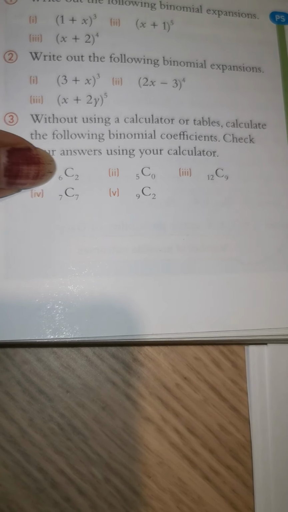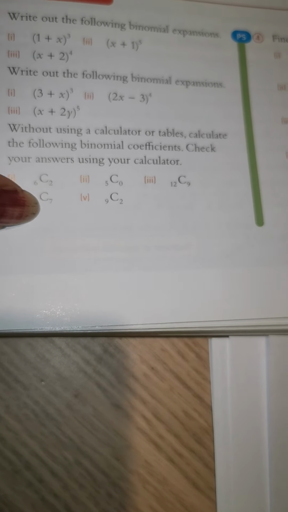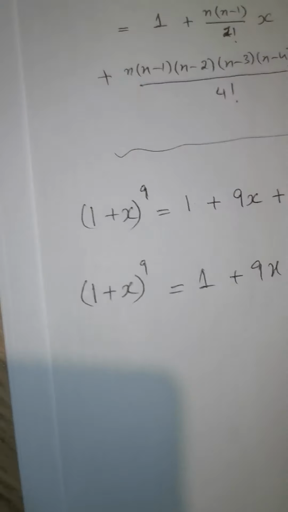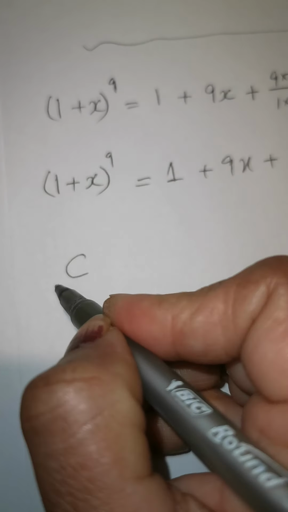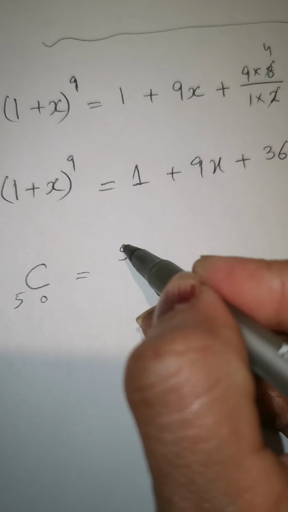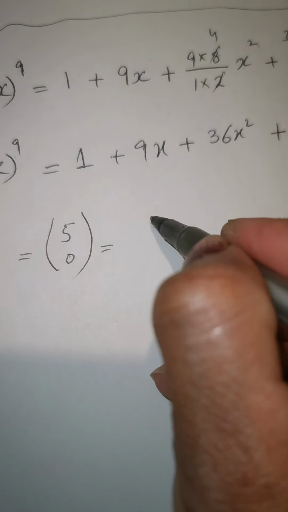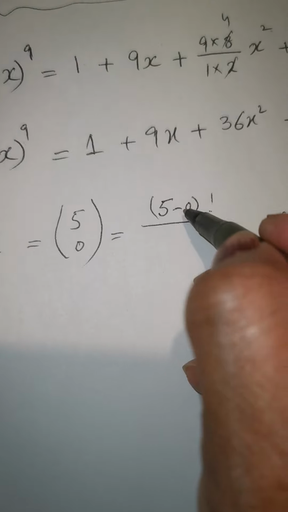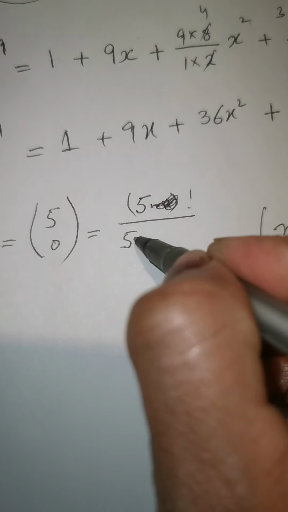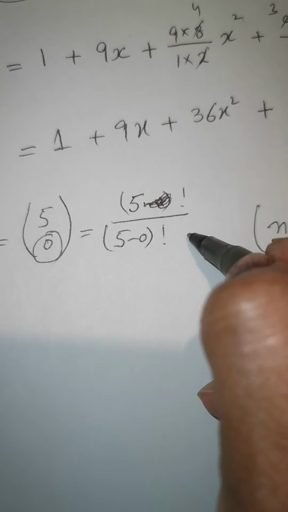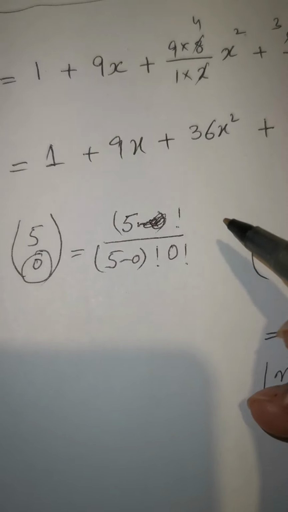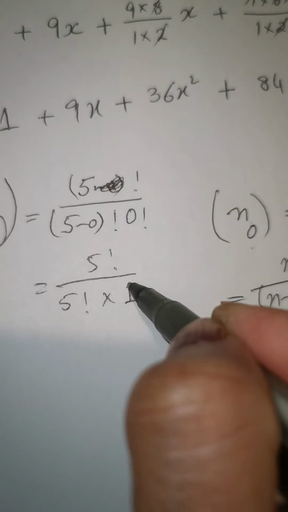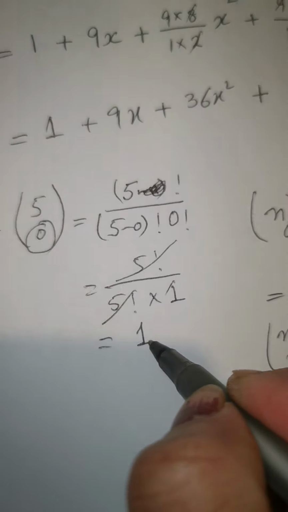And you have to find the value of 6C2, 7C7. I have told you that, for example, if they ask us to find the value of 5C0, how can we find its value? It is 5 factorial divided by first factorial and the difference factorial, 5 minus 0 factorial, the factorial written below in the column. So 5 factorial over 5 factorial, and 0 factorial is always 1. So 5 factorial and 5 factorial cancel each other, and the answer will be 1 here.